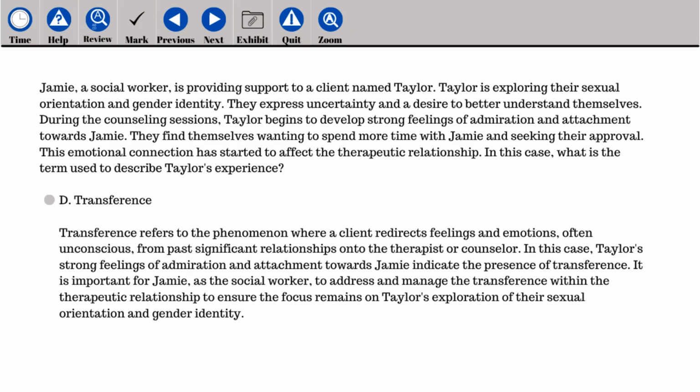D. Transference. Transference refers to the phenomenon where a client redirects feelings and emotions, often unconscious, from past significant relationships onto the therapist or counselor. In this case, Taylor's strong feelings of admiration and attachment towards Jamie indicate the presence of transference. It is important for Jamie, as the social worker, to address and manage the transference within the therapeutic relationship to ensure the focus remains on Taylor's exploration of their sexual orientation and gender identity.